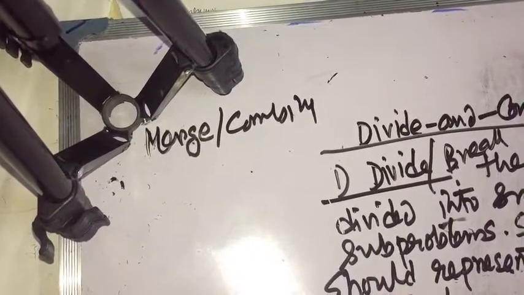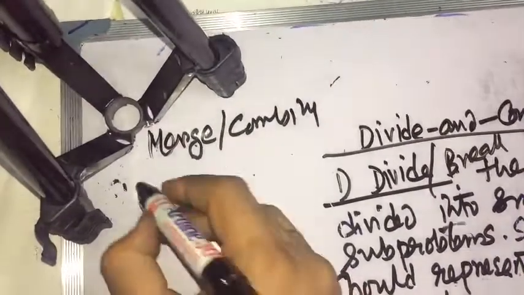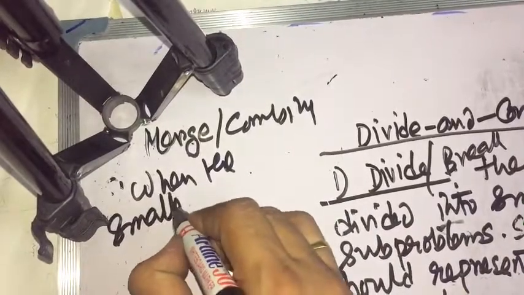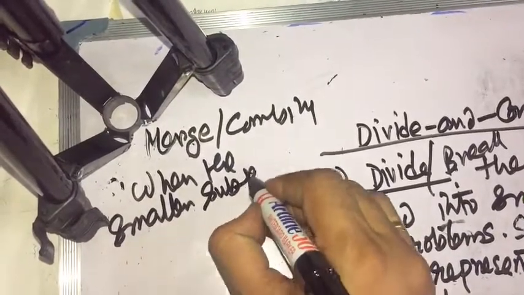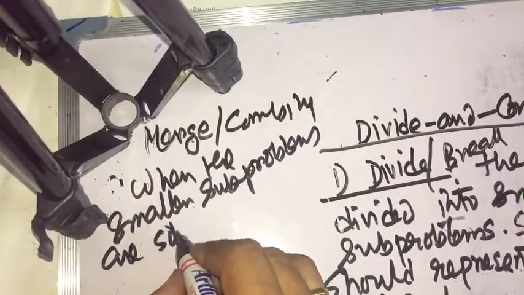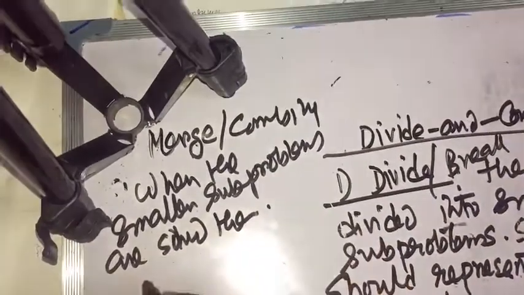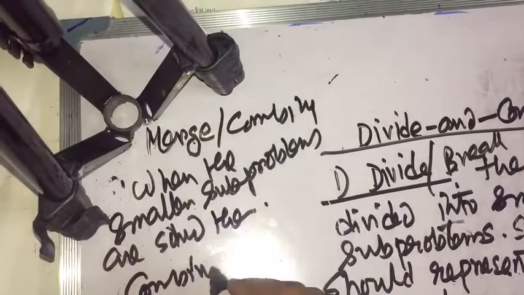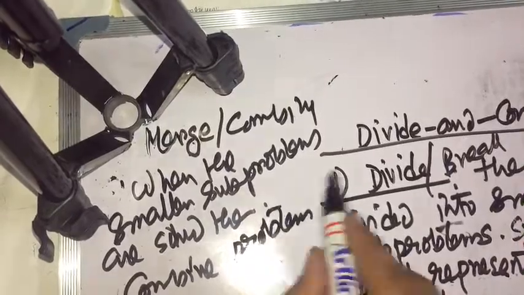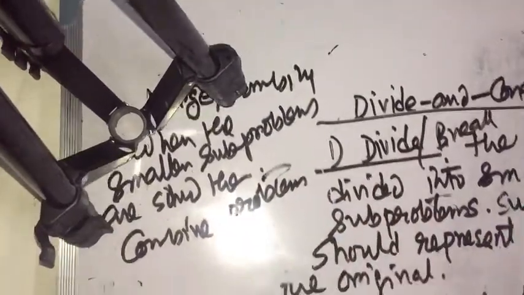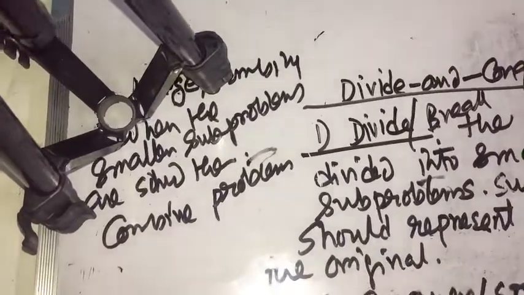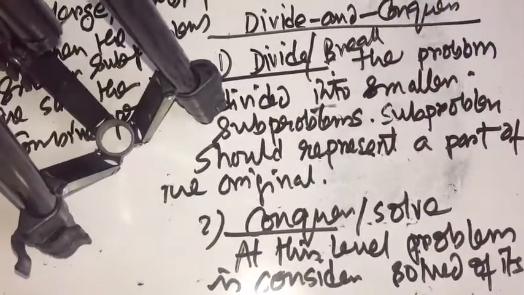When the smaller subproblems are solved, then combine them so that finally the problem is solved. We have to combine the problem. Divide and conquer is mainly a recursive approach.